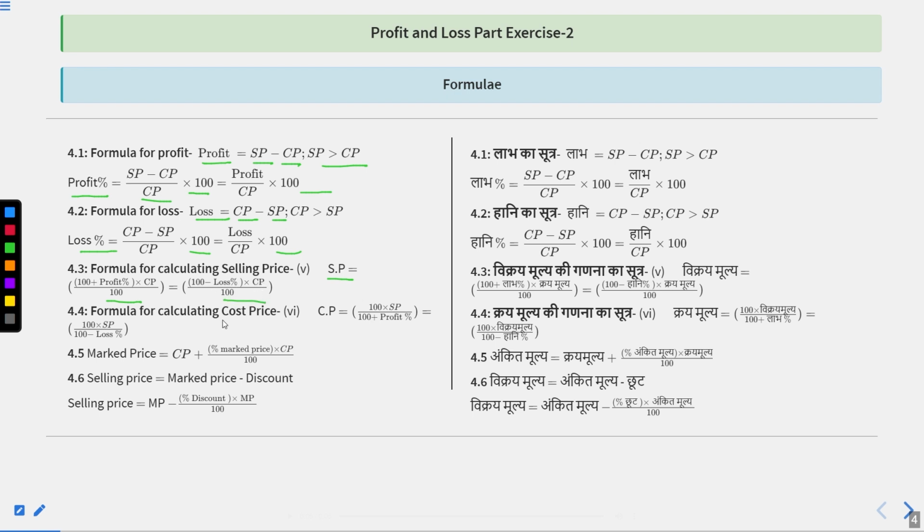Clear? In the same way, how can we calculate the cost price if we know the profit or loss and SP? The cost price will be 100 multiplied by selling price upon (100 plus profit percent), or 100 multiplied by selling price upon (100 minus loss percent). So what is the marked price? Marked price is cost price plus markup, or marked price multiplied by CP upon 100. Clear? So selling price is marked price minus discount. So selling price is marked price minus discount on MP, or MP minus discount multiplied by MP upon 100. Clear?